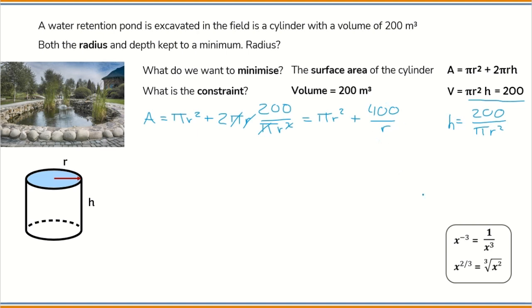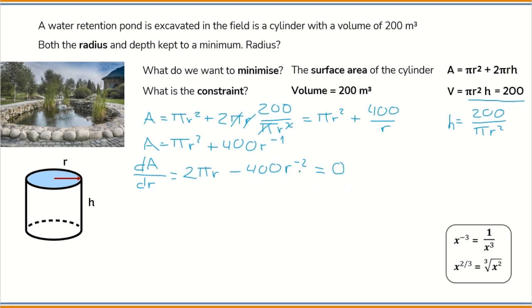To be able to differentiate this term, we need to apply this law of indices. So the surface area is pi r squared plus 400 r to the power of minus 1. And now we can find the derivative. If I differentiate the surface area with respect to the radius, I need to times and take away 1 from the power by r and its coefficient, so 2 times pi r to the power of 2 minus 1, which is 1, minus 1 times 400, which is minus 400, times r to the power of minus 1 minus 1, which is minus 2. And we need to equal this to 0 to be able to find the minimum.